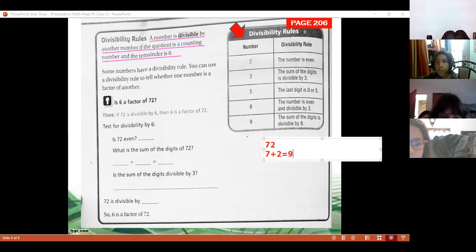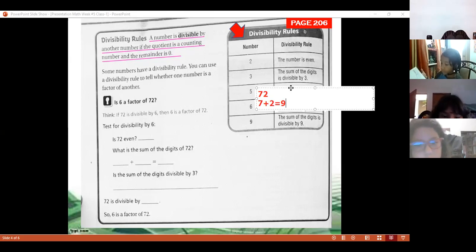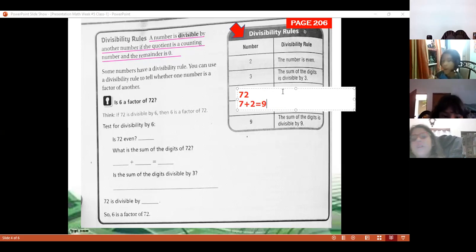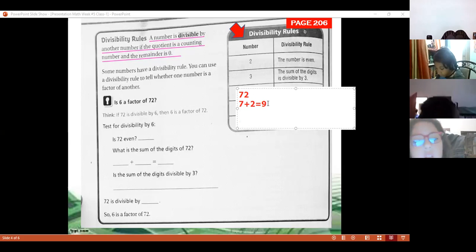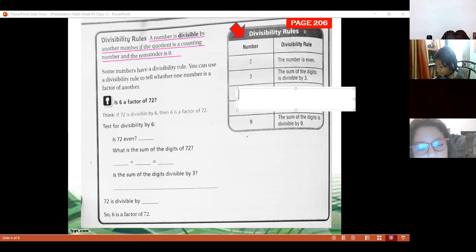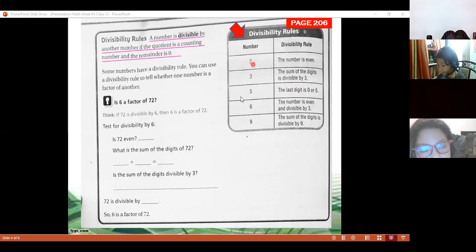9. And that is divisible. This number 9 is divisible by 3 because the rule says the sum of the digits is divisible by 3. I know that number 9, I can divide 9 by 3 because I know that 3 times 3 is 9. I'm going to explain later with more examples, but this is just for explaining the chart.